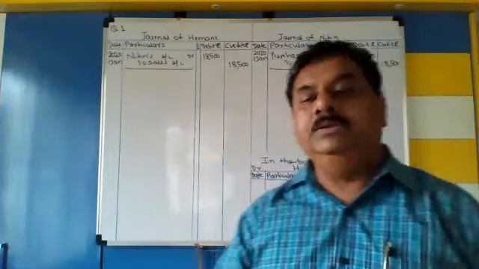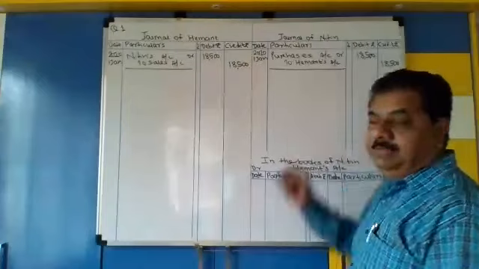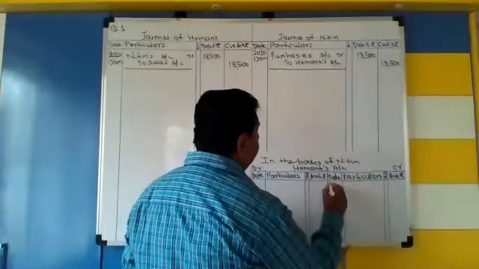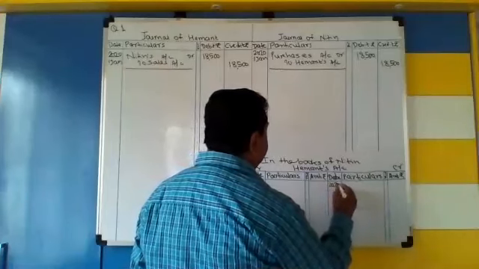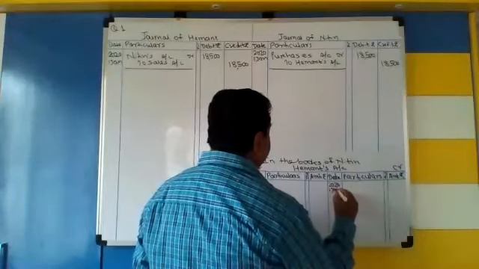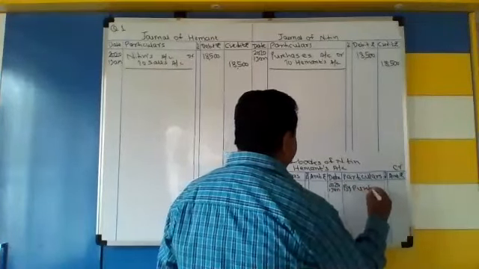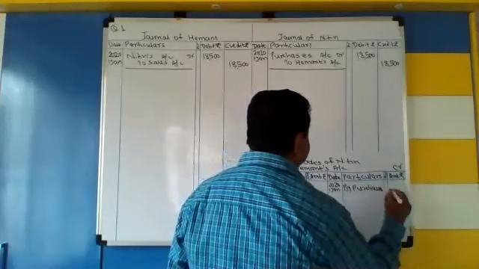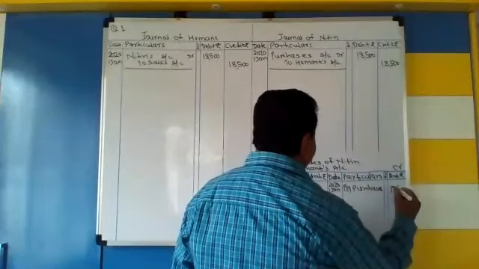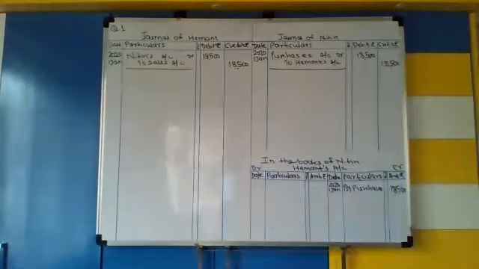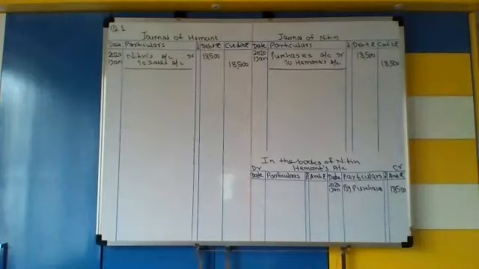Okay. Now we have to do the posting, because Hemant account is required. The posting in the Hemant account will be 2020, 1st January, by purchases. The amount is 18,500.